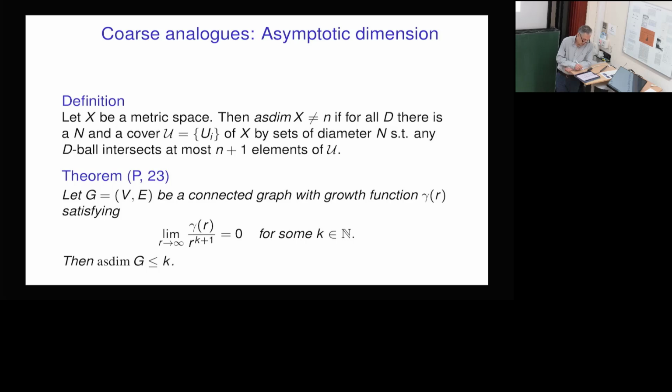Here's a theorem that actually has the same proof as the previous theorem. If I have a connected graph with growth function gamma of r, where the growth is smaller than Euclidean of dimension k, then the asymptotic dimension is at most k. It was known before, maybe we'll see this paper later, by work of graph theorists, using some embedding results in graph theory, that the asymptotic dimension is finite, but this gives a finer bound.